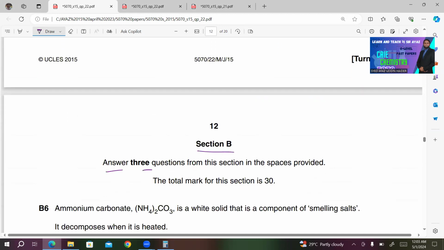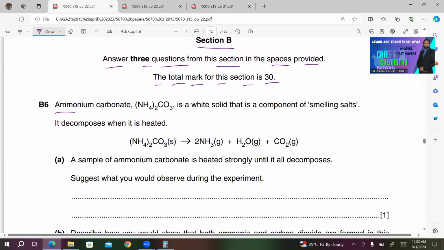Section B. Answer all questions from this section in the spaces provided. The total mark for this section is 30. Question 4: ammonium carbonate, (NH4)2CO3, is a white solid that is a component of smelling salts. It decomposes when it's heated. Here's the decomposition reaction: (NH4)2CO3 solid gives 2NH3 gas plus H2O gas plus CO2 gas.